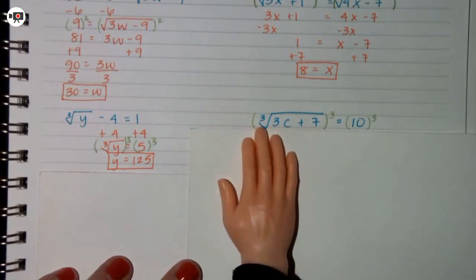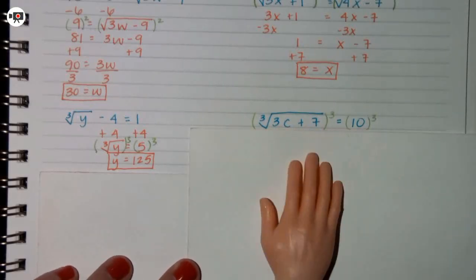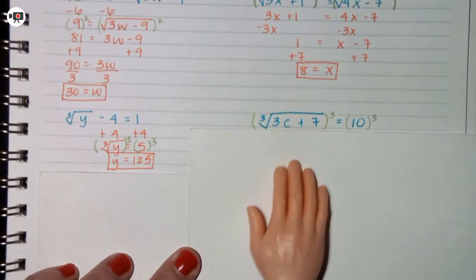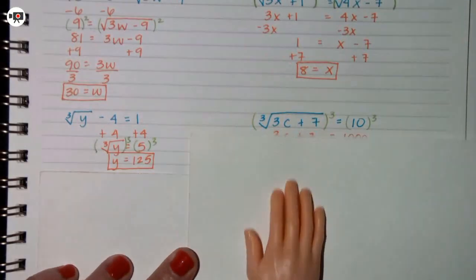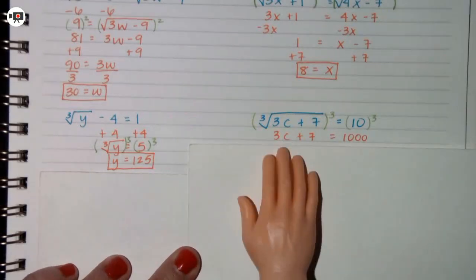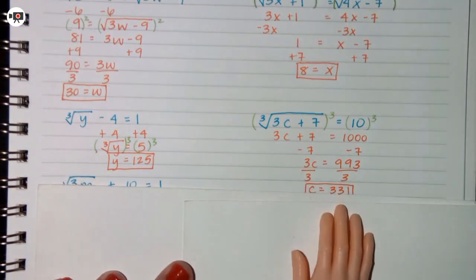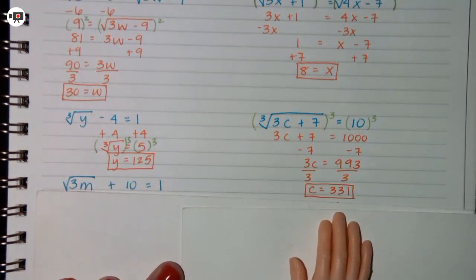Here I have cube root of 3c plus 7 equals 10. And the radical expression is already by itself, so I need to cube each side. Then I have 3c plus 7 equals 1,000. Solve to get my variable by itself, and c is 331.